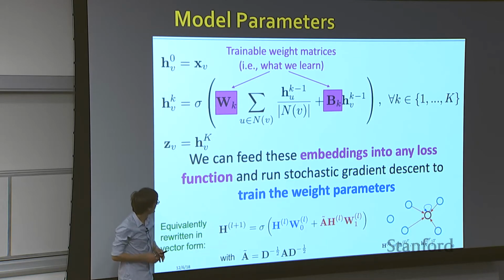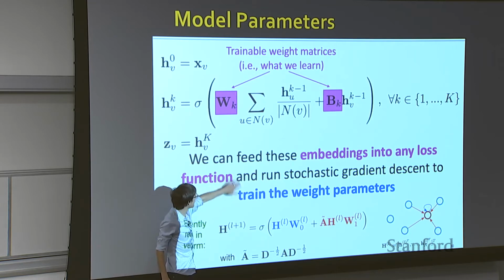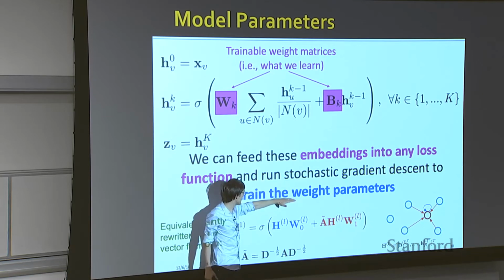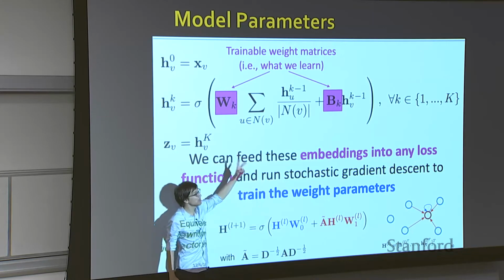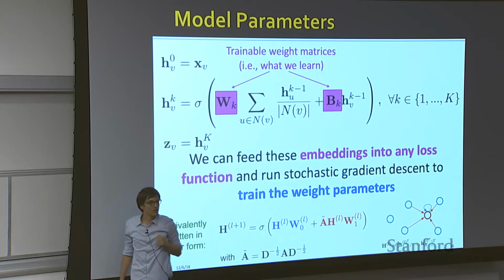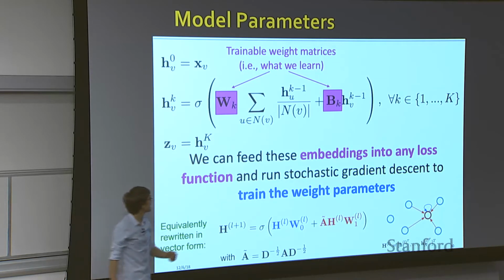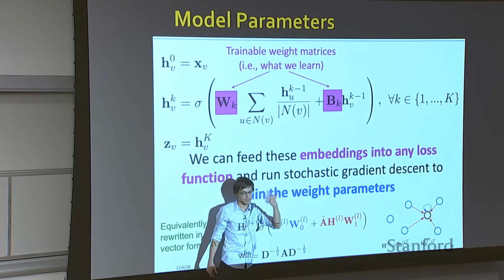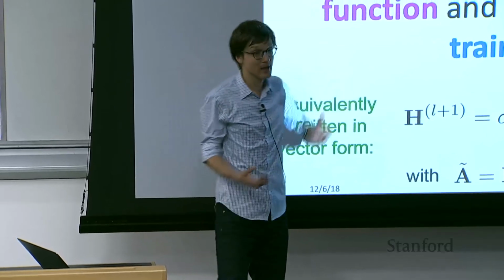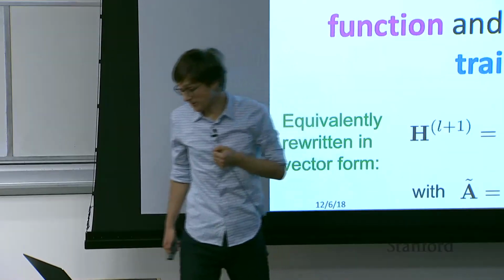So this is the idea. Now I can feed these embeddings into any loss function, anything here, and run stochastic gradient descent to train these weight parameters. Notice that I have one weight parameter per layer of the network. So if I have a 3-layer network, I will have three W matrices and 3 B matrices. So in total, I have 6 matrices to train.